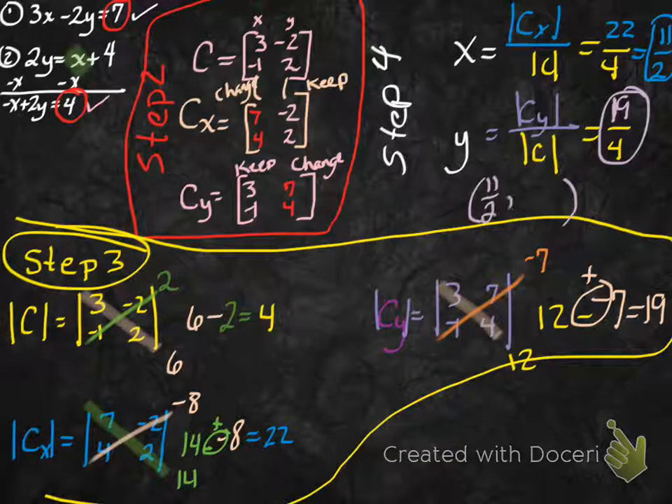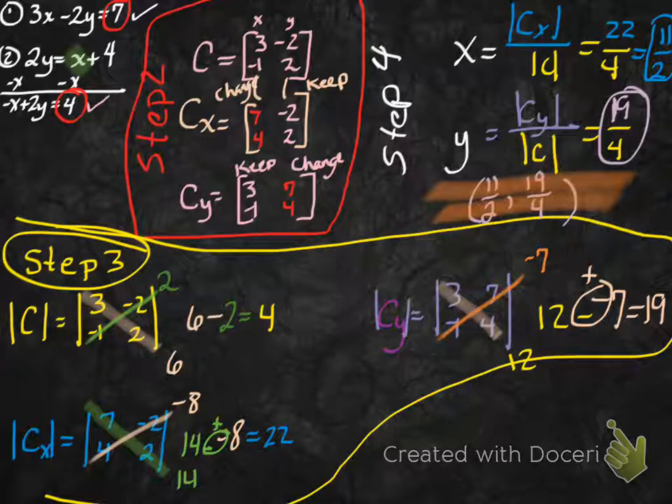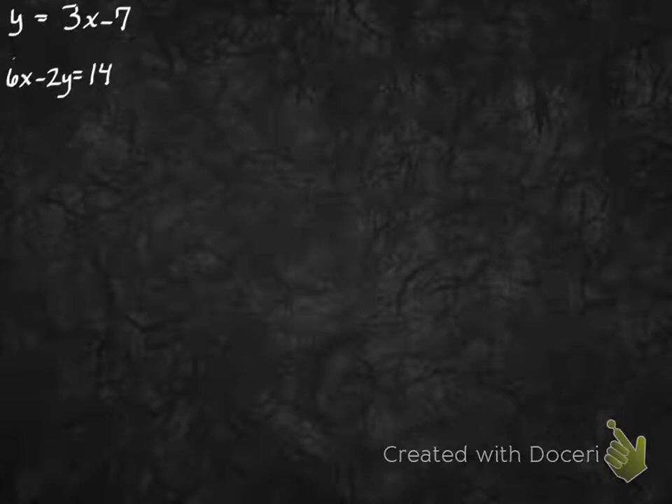11 halves, comma, 19 fourths. This is the reason it's a little bit nicer to be able to do it this way versus the traditional way that we were doing, solving with elimination or with substitution or graphing, because they do tend to work more along those lines. You're not going to be working with the fractions till the end.